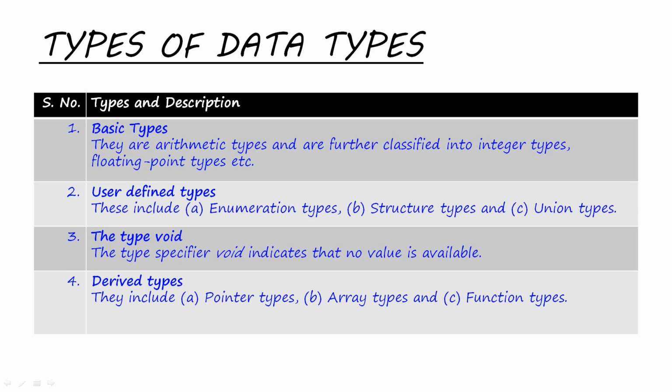Now, there are different types of data types, and these are broadly classified into 4 types: basic types, user defined types, the type void, and derived types. The first two will be defined in the next video. I'm defining the third one here only as we have used it in our program, and the fourth one is a little higher level, so I will define it in some other video when we'll start to understand our programs.